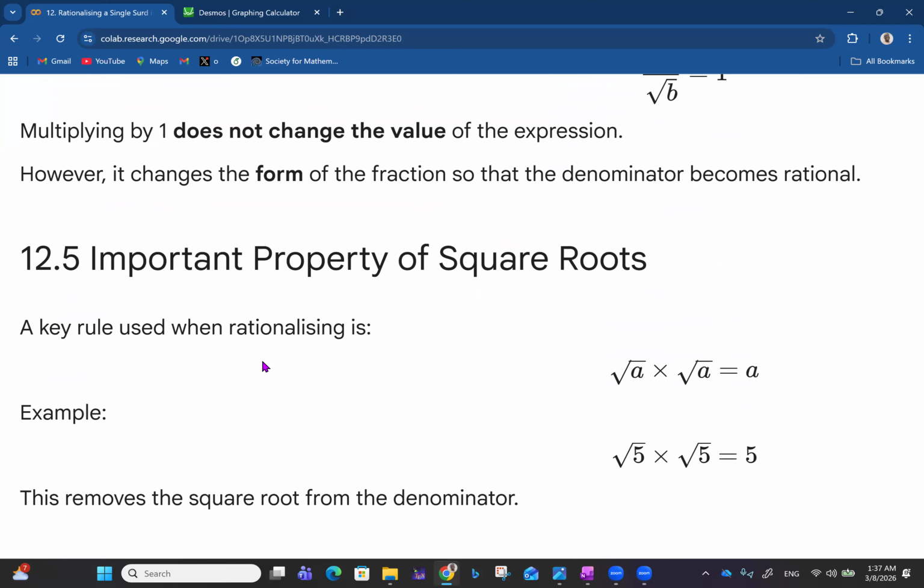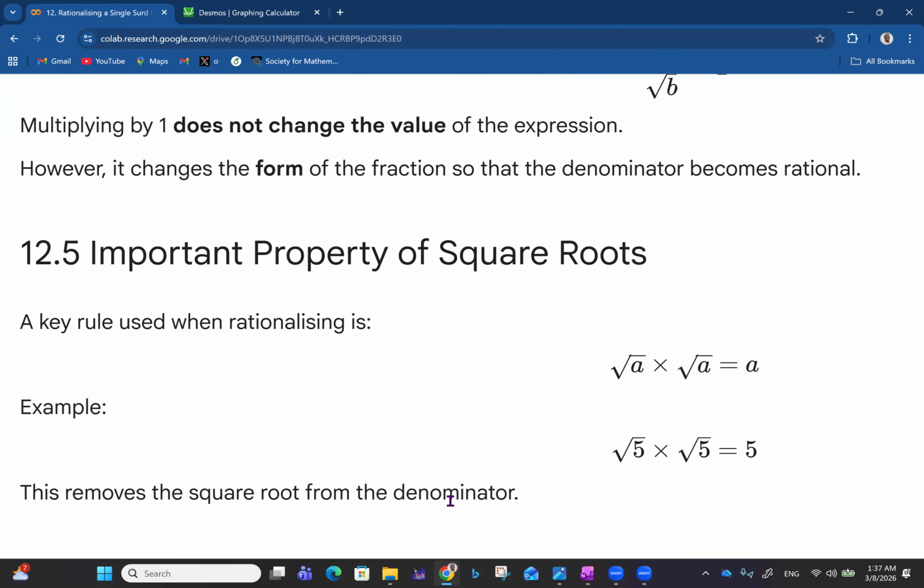So a key rule used when rationalizing is that the square root of a multiplied by the square root of a gives a. Example, square root of 5 multiplied by square root of 5 is 5. This removes the square root from the denominator. So if you multiply a surd by itself, it removes the radical. That's the essence of doing that.